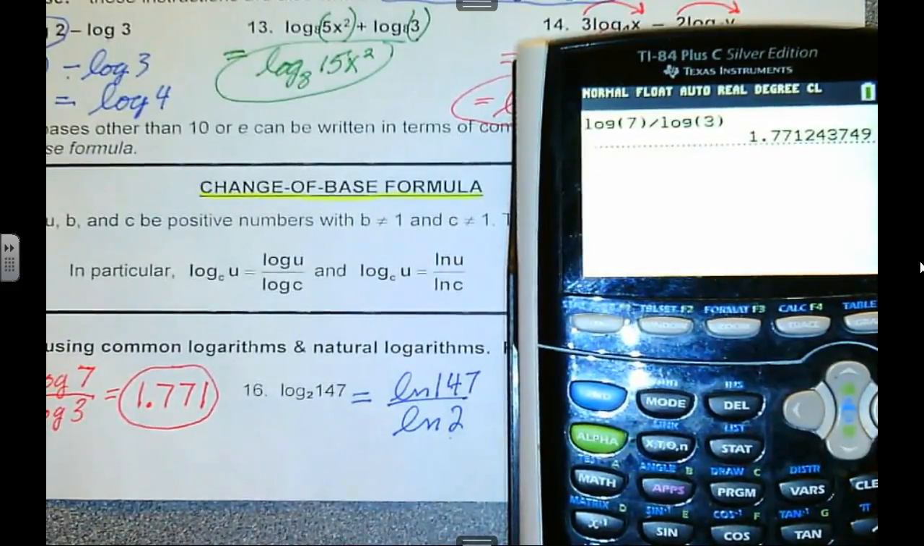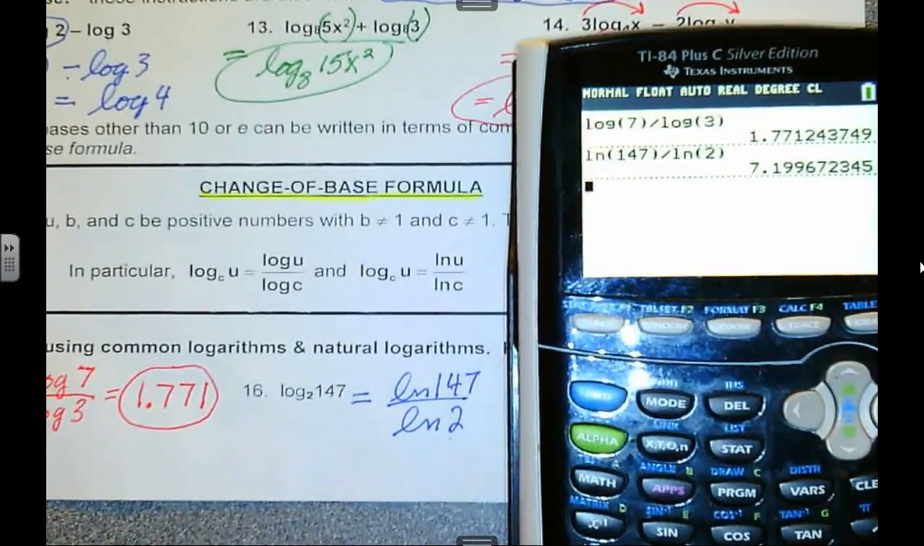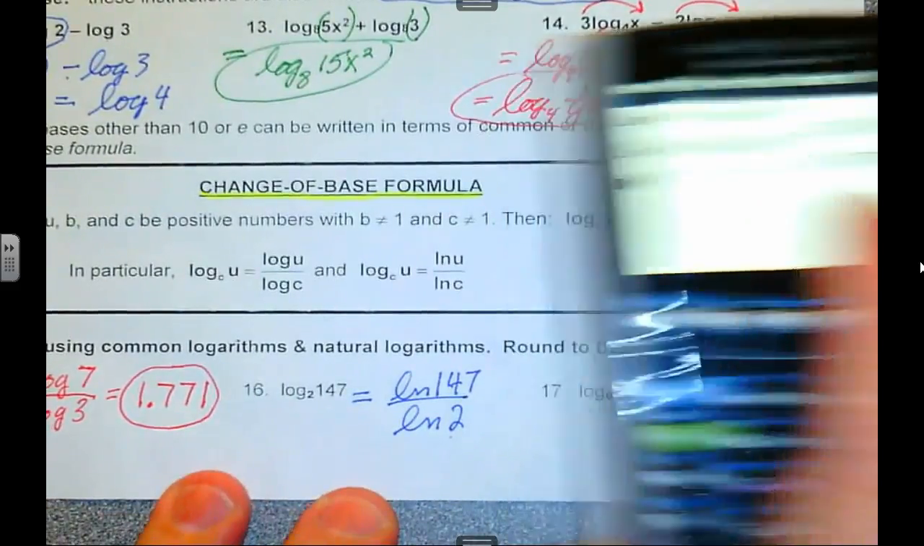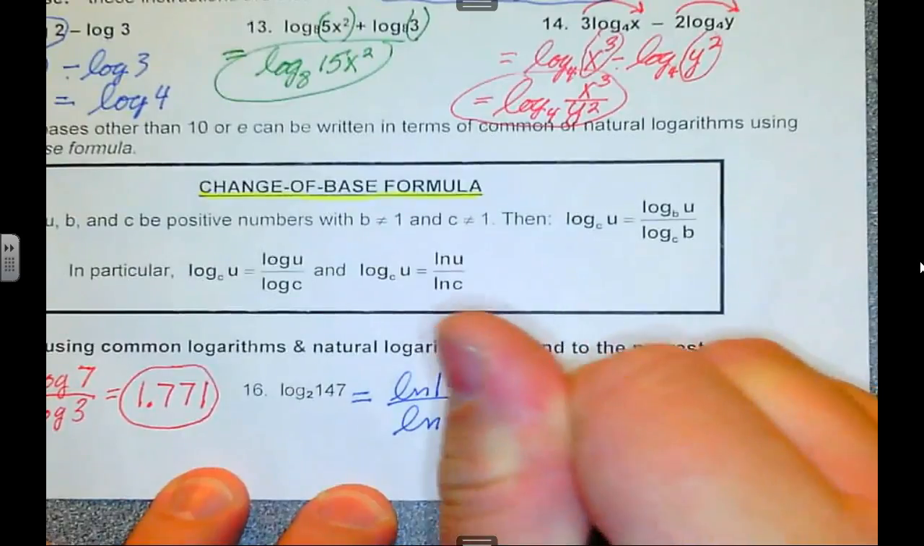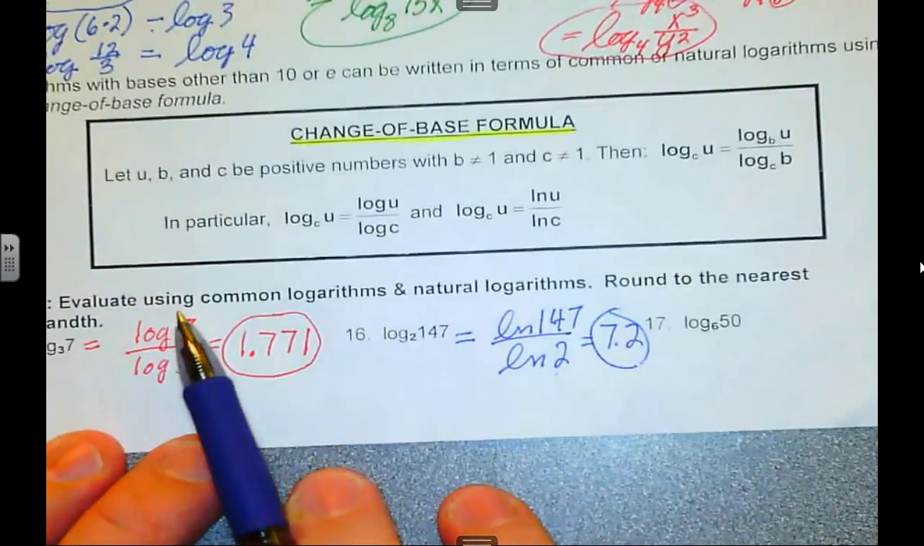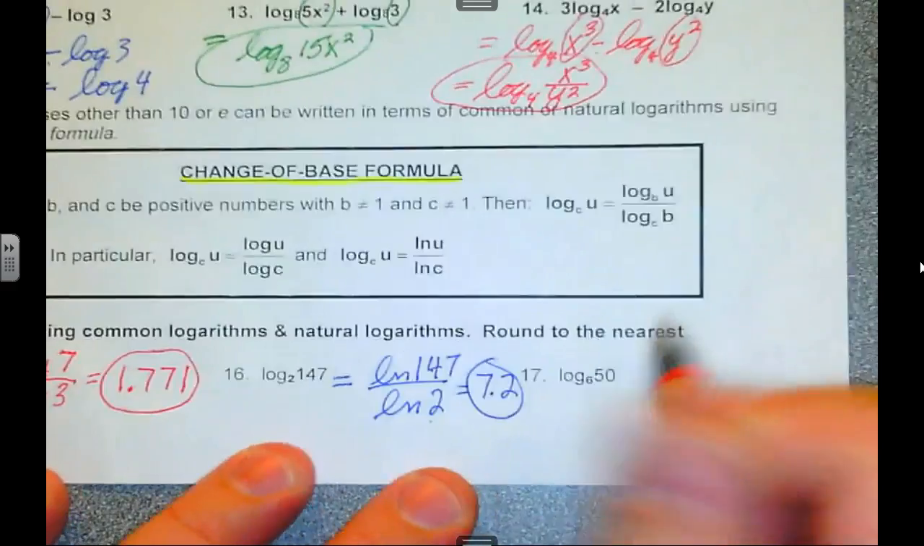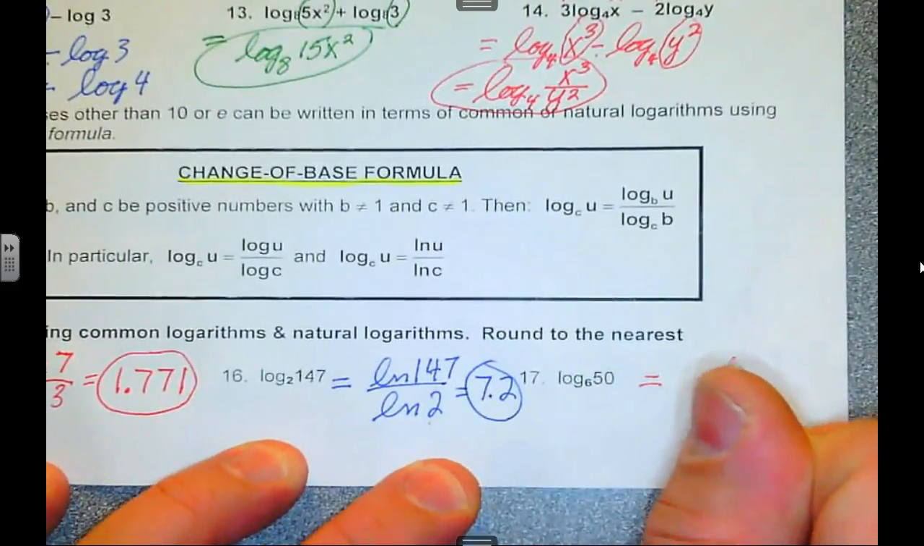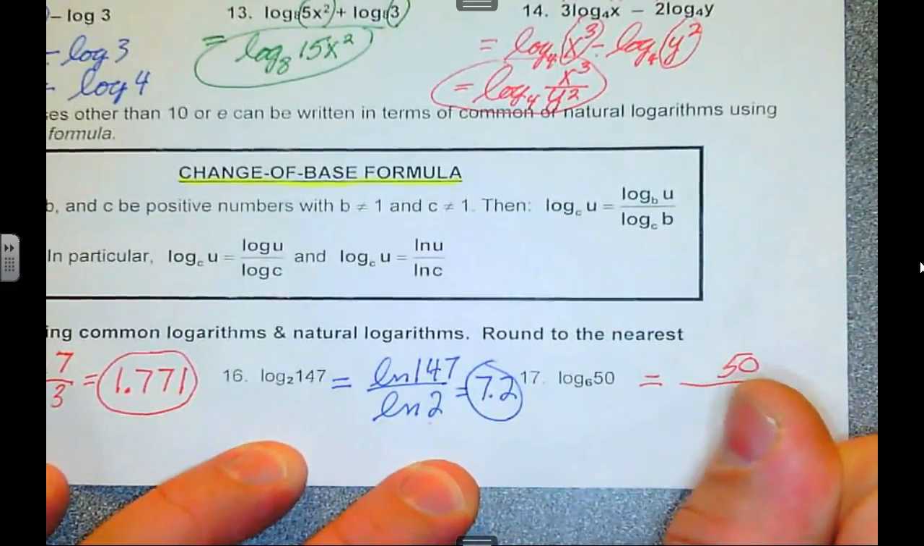Okay, so I'm going to take the ln of 147 divided by ln of 2. And I get 7.1996, round up, and I get 7.2. So it doesn't matter whether you use the common log or the ln. Just make sure that you put the number on top and the base on the bottom. Okay?